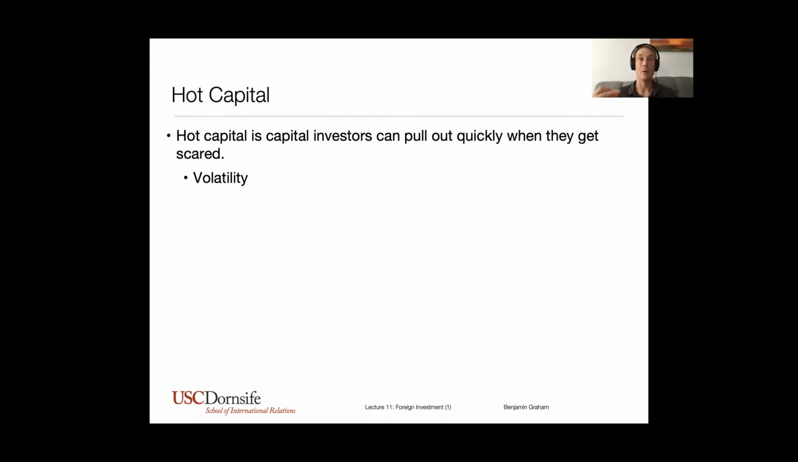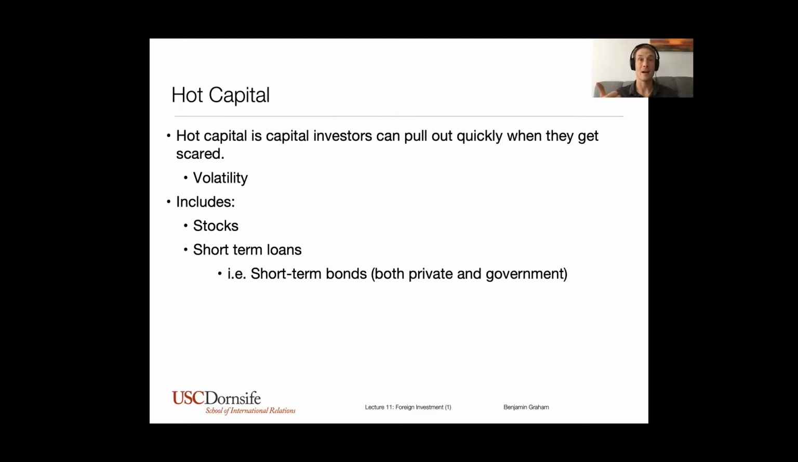And we'll have flash crashes in markets where they go down 10, 15% in a single day, right? So this can happen to you really quickly. So a small downturn suddenly becomes a big downturn, right? And so these are things like stocks, right, which is generally a very liquid market. You can sell those overnight. Short-term loans are the other big piece here.